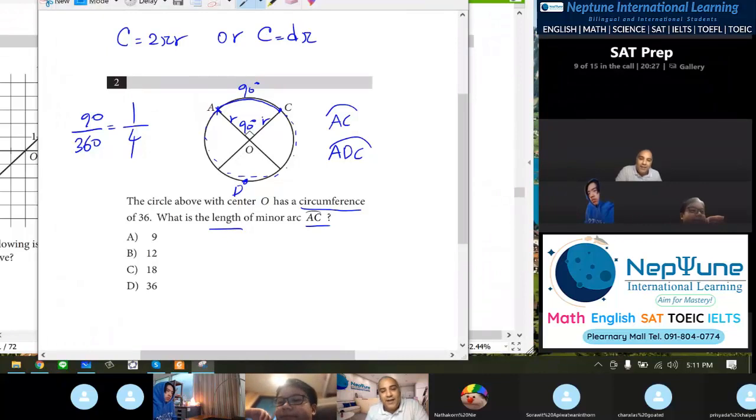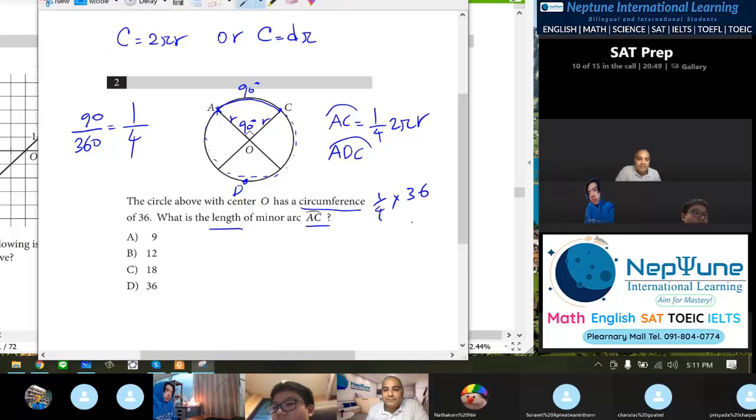Therefore, the length of AC is 1/4 of the circumference of a circle, 2 pi r. That's what we know. But we don't have the radius to put there. We have the circumference. So that's even much easier. 1/4 of 36, that's 9. Do you get it? This question, you just do 1/4 of the circumference, 36 over 4, 9. You just answer it quickly and move on.